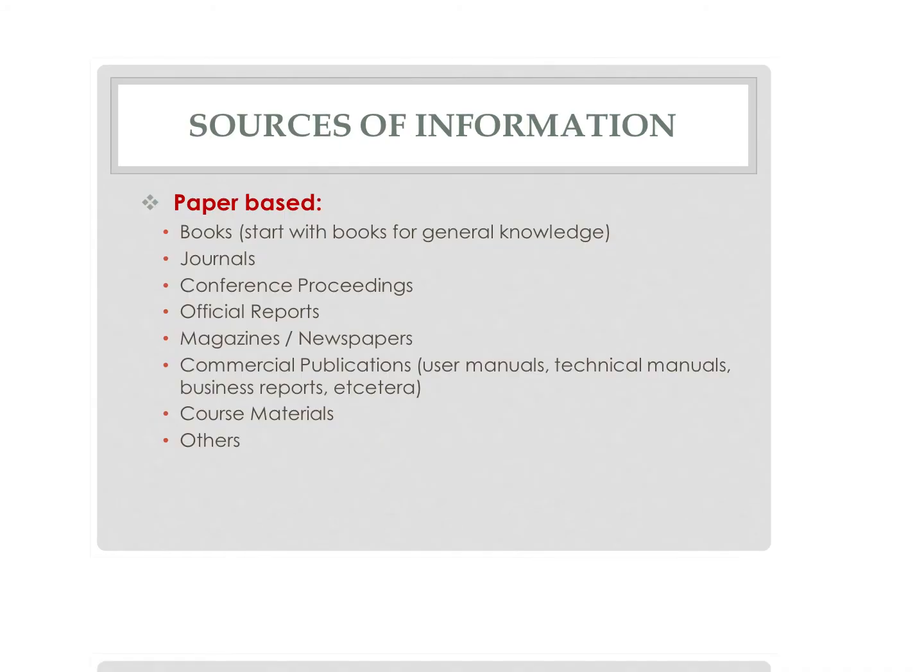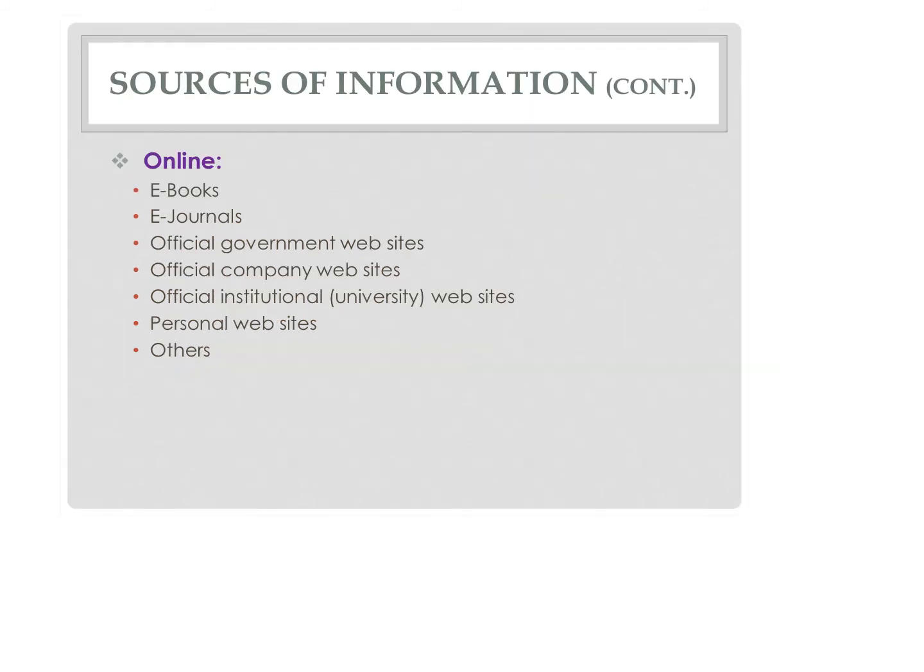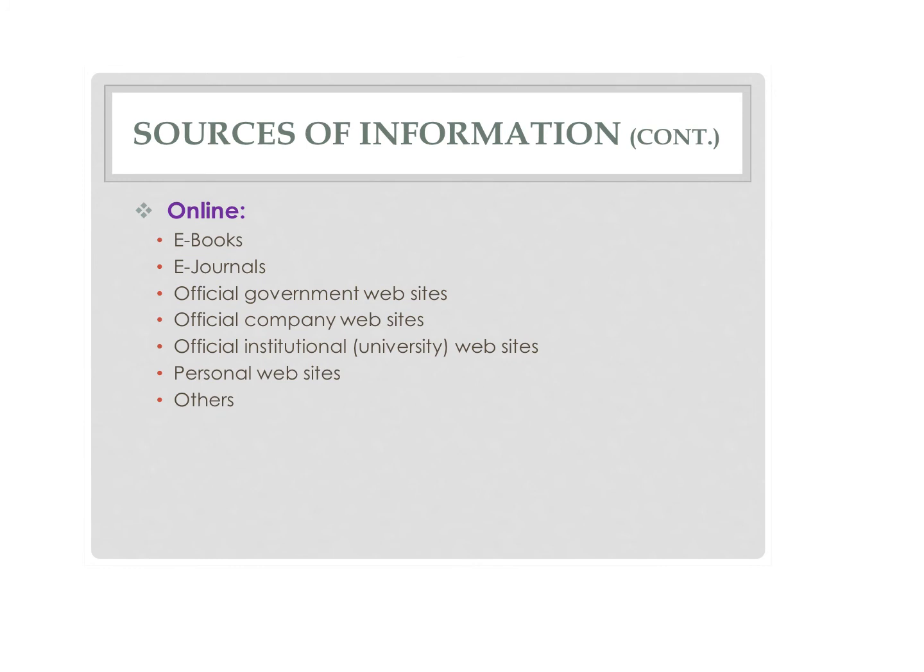So where do you want to find the literature? Okay, you can find it. Sekarang tak ada paper base lah kan. You can find it from book, journal, conference, official report, magazine, newspaper, commercial publication, technical report, course or other materials. And also online, official government website, personal website and others. Okay, so these are the sources of information that you can find the articles or the information that you want.